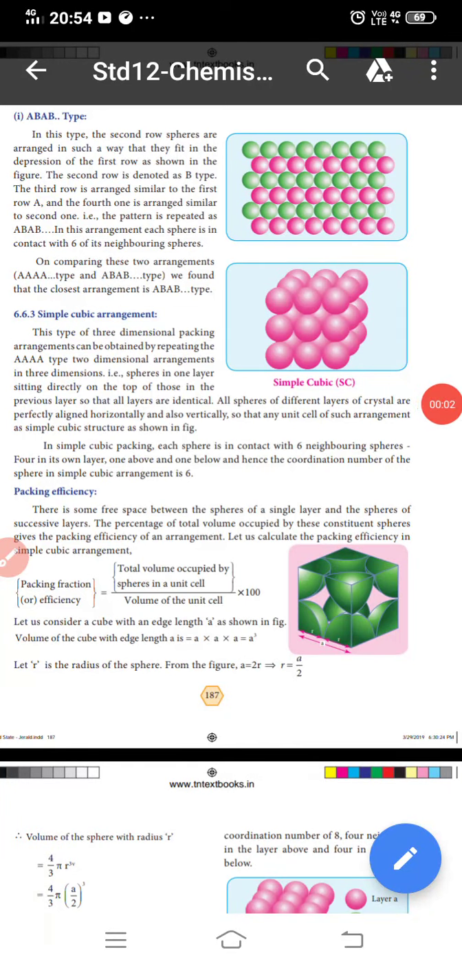Good morning, students. Today we discuss packing efficiency. They are all simple cubic arrangements. The packing efficiency percentage. Okay.